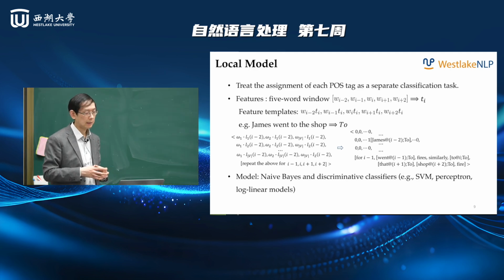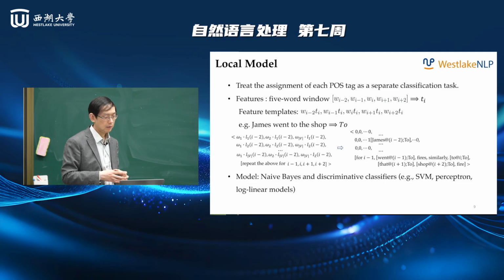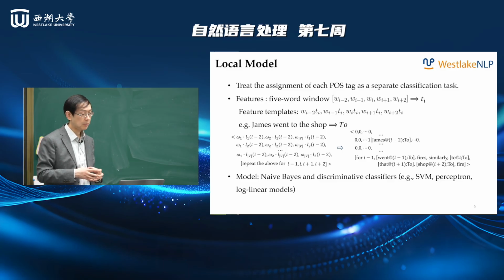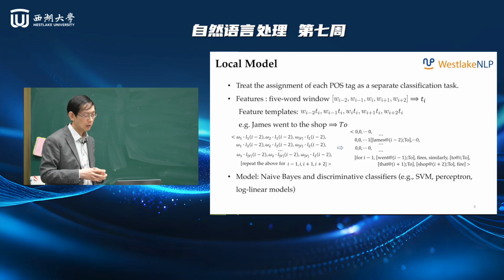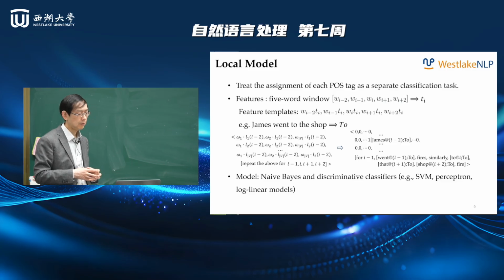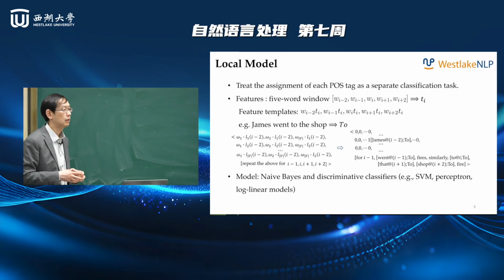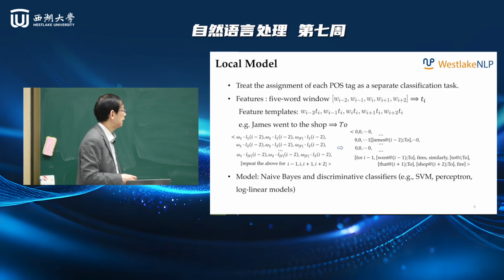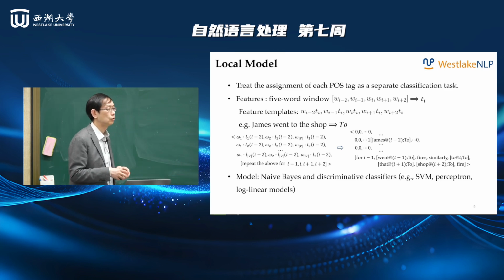5 words to one tag. So if we have "James went to the shop yesterday," when we try to predict the part of speech of the word "to," we can take the 5-word window. On its left are "James went." On its right are "the shop," to predict this word. And now we try to build a feature-based model or discriminative model to do the prediction.